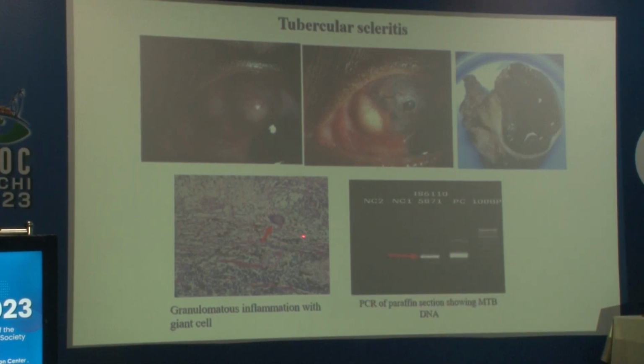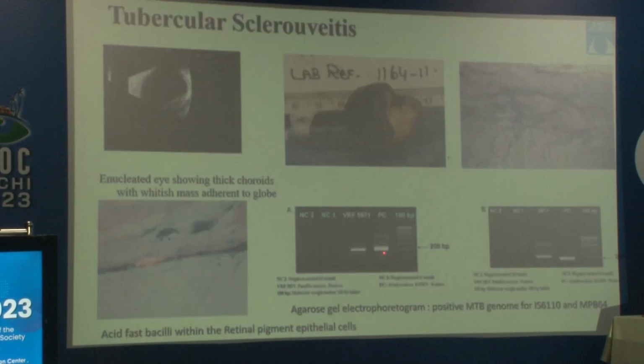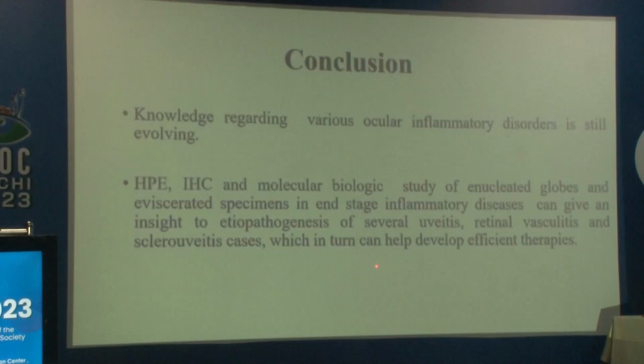And this showed granulomatous inflammation. I was surprised with the giant cell formation, and PCR showed Mycobacterium tuberculosis DNA. And this is a case of tubercular sclerouveitis, which was reported as thought to be a tumor, but there is no tumor. There is a granulomatous inflammation, epithelioid cells, acid-fast bacilli are seen, PCR is positive for Mycobacterium tuberculosis DNA.